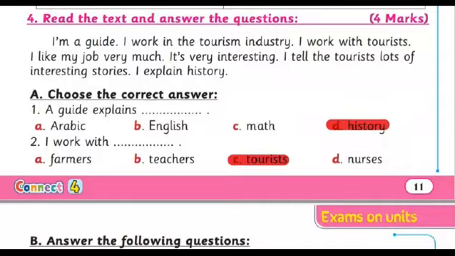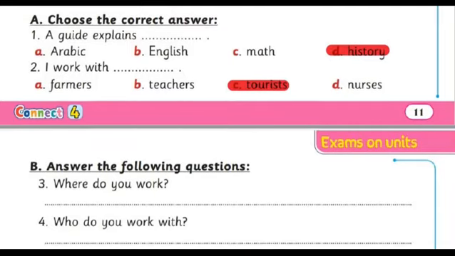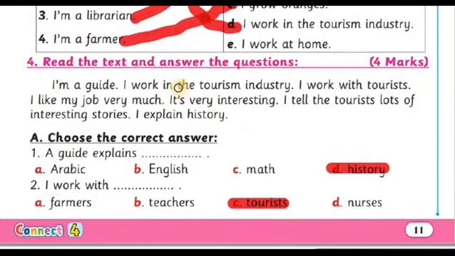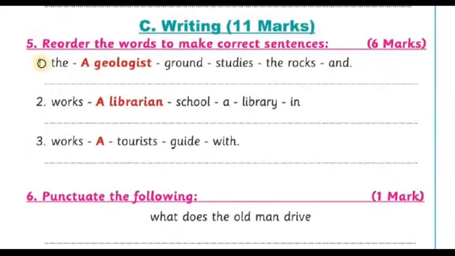Number B. Answer the following questions. Where do you work? I work in the tourism industry. Who do you work with? Tourists. With tourists. Number C. Writing.